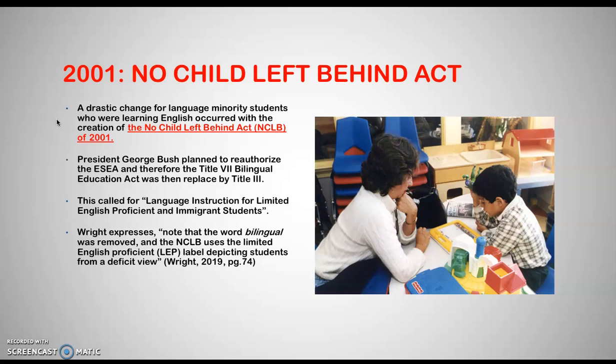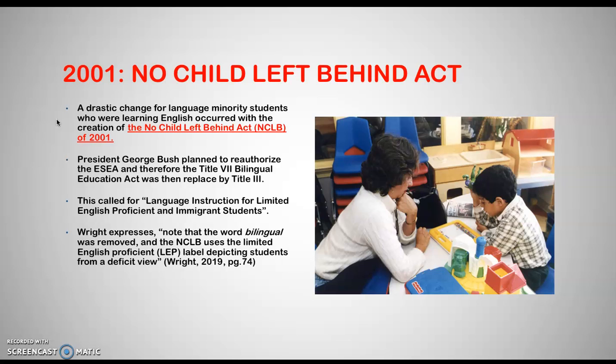Next, we'll look at the year 2001, and this is when the No Child Left Behind Act was created. A drastic change for language minority students who were learning English occurred with the creation of the No Child Left Behind Act of 2001. President George Bush planned to reauthorize the ESEA, and therefore the Title VII Bilingual Education Act was then replaced by Title III. This called for language instruction for limited English proficient and immigrant students.